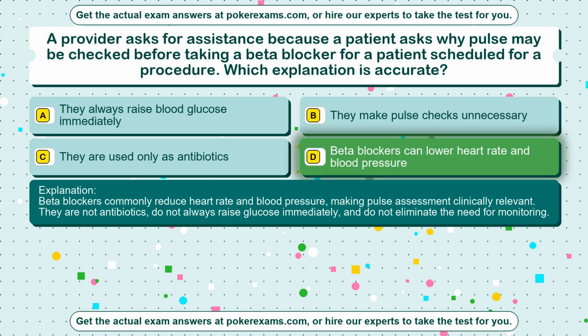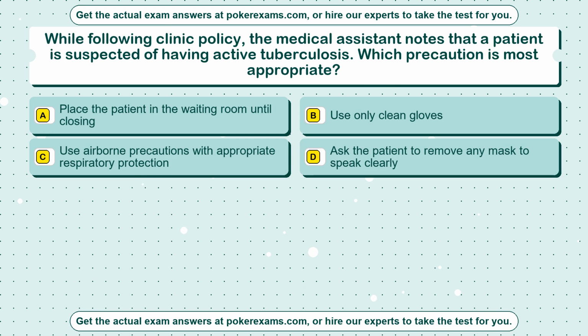Beta blockers commonly reduce heart rate and blood pressure, making pulse assessment clinically relevant. They are not antibiotics, do not always raise glucose immediately, and do not eliminate the need for monitoring. Question 81. While following clinic policy, the medical assistant notes that a patient is suspected of having active tuberculosis. Which precaution is most appropriate?